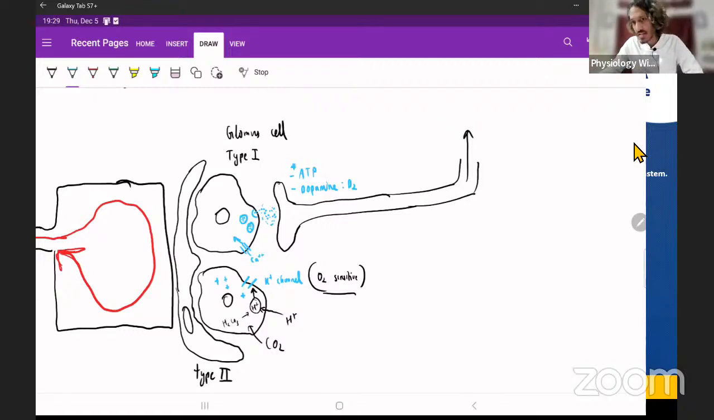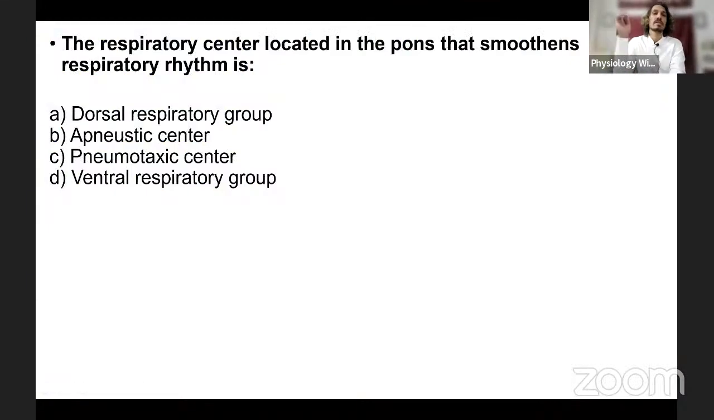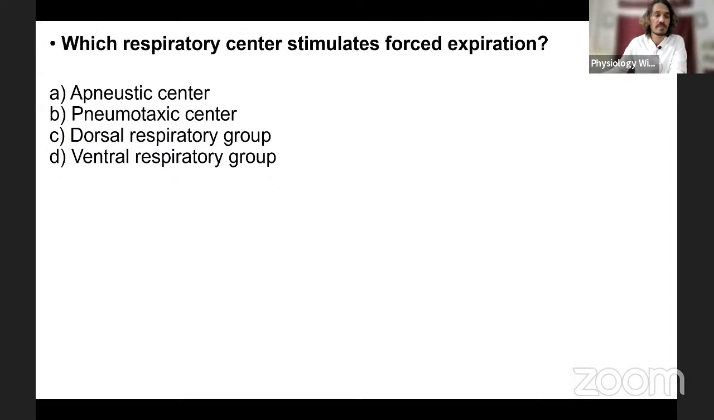So let's just take a small break to take a look at some of the questions. The respiratory center located in the pons that smoothens respiratory rhythm. Smoothens, as in some sort of control it is trying to do, is what they are implying, especially since they're talking about pons. So what are the things that can regulate the rate? That is your pneumotaxic center. As low as 0.5 seconds to as long as 5 seconds.